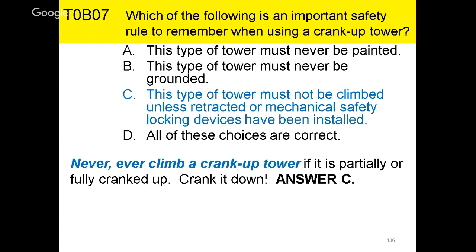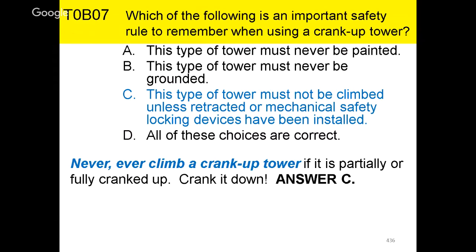But it's not to be climbed unless retracted or mechanical safety locking devices have been installed. So if you were to climb up a crank up tower, even if it's partially or fully cranked up, you should first crank it down if you want to work on the antenna on top. But if it is up, maybe you have a problem with it not coming down.